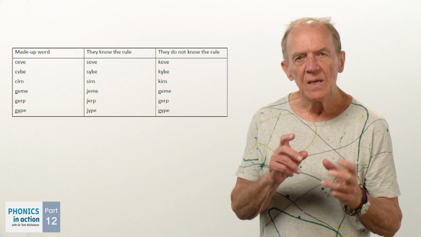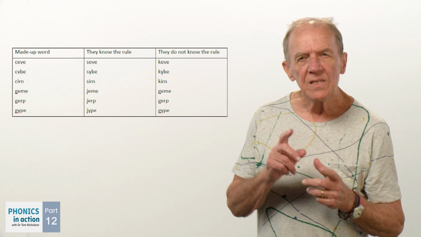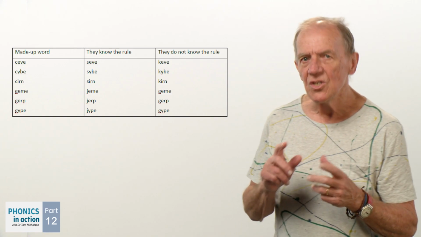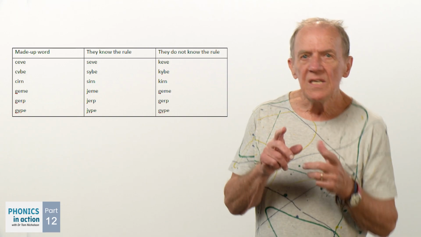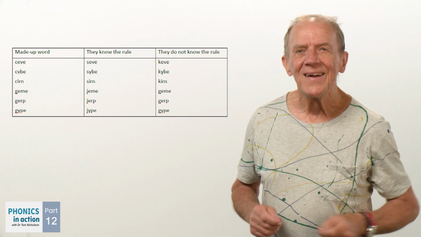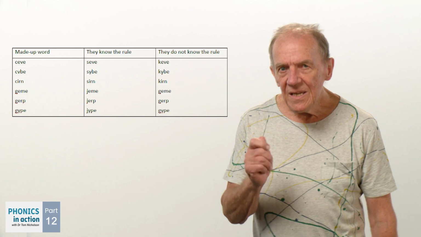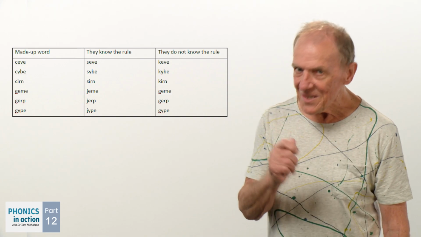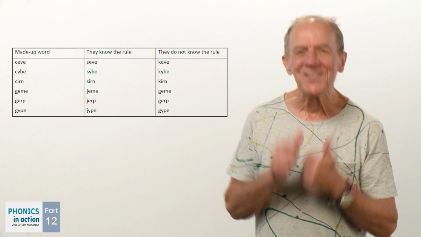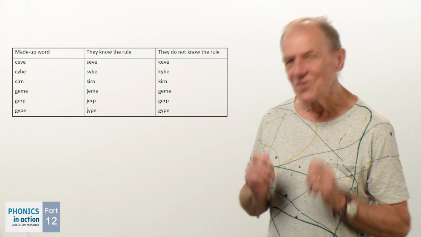How do you find out if students have difficulty with C and G? Well, what you do is give them some made-up words to read, like CEVE, CYBE, CIRN, and GEME, GIRP, GYPE, like sieve, sibe, cern, jeem, jerp, jipe. Now, if they say Kiev, Kaib, Kim, then you better teach the alternate sound of C. If they do not say Jeem, Jerp, Jipe, then teach the alternate sound of G.